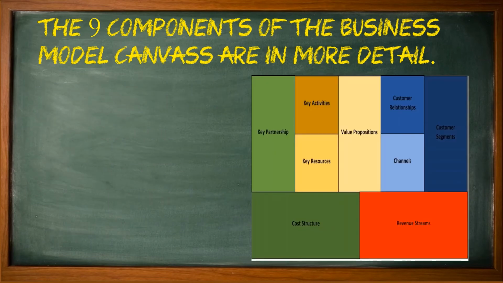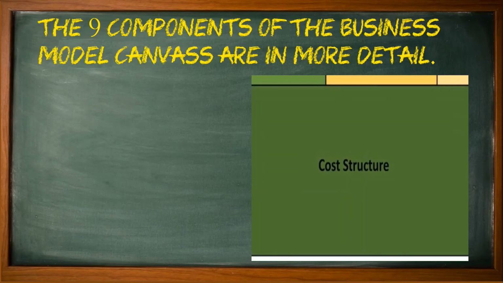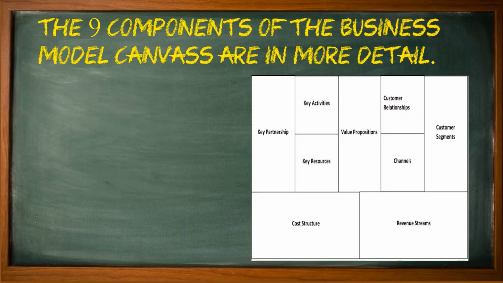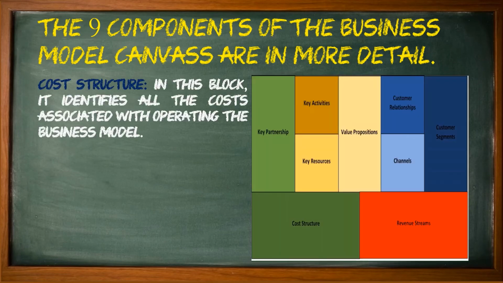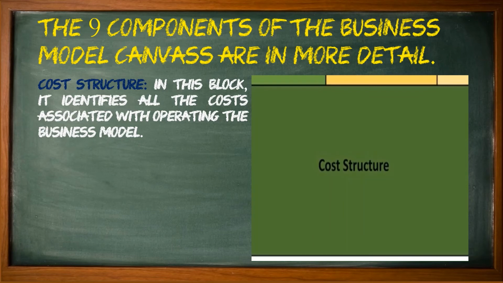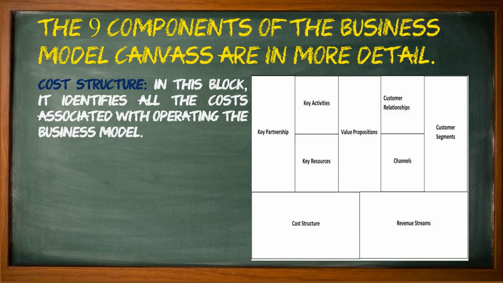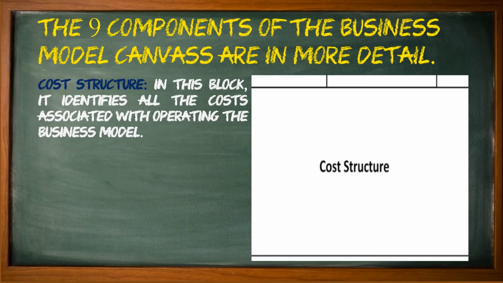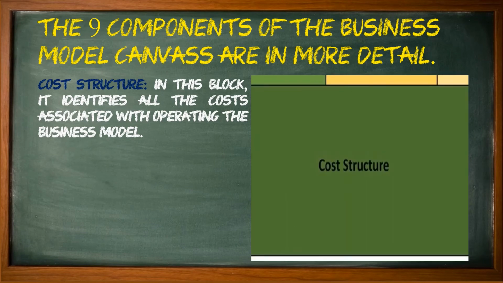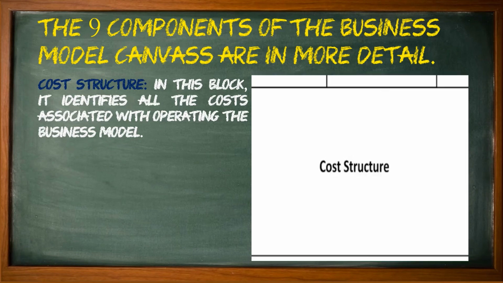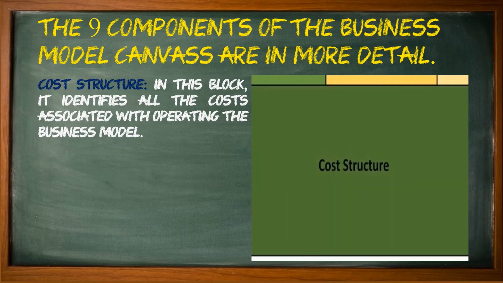The 9 components of the business model canvas in more detail. The next component of the business model canvas is the cost structure. In this block, it identifies all the costs associated with operating the business model. It needs to focus on evaluating the cost of creating and delivering the value propositions, creating revenue streams, and maintaining customer relationships. And this will be easier to do once it has defined the key resources, activities, and partners.